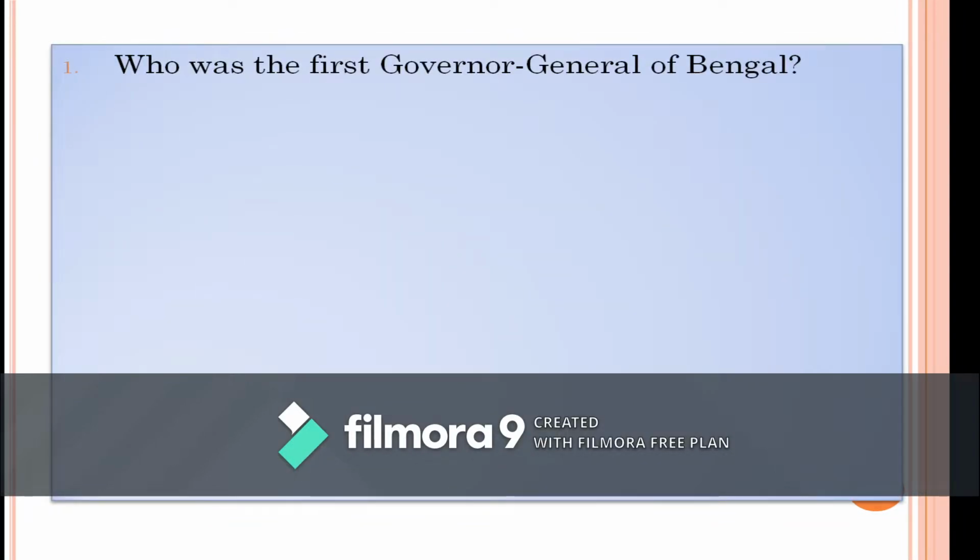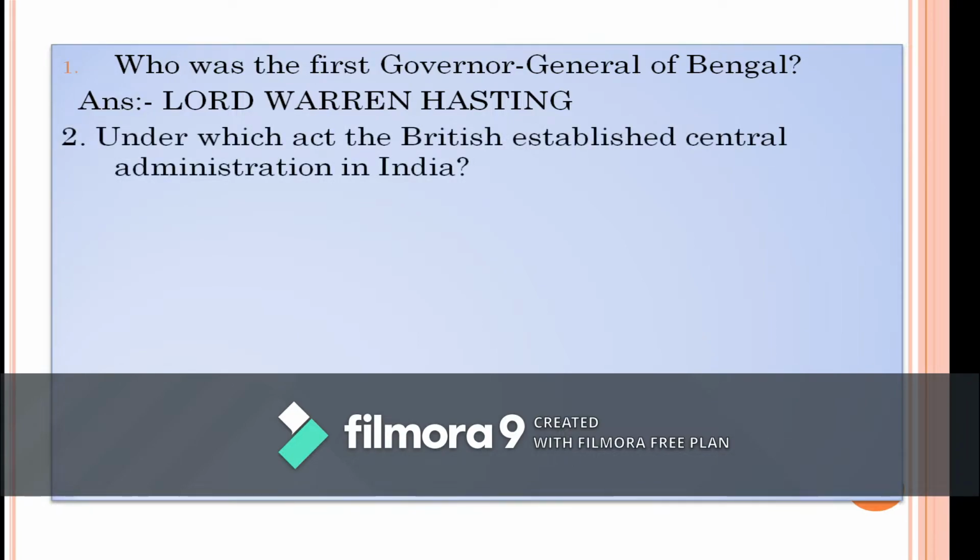So the first question is, who was the first Governor-General of Bengal? Keep in mind, the question is, who is the first Governor-General of Bengal? And the answer is Lord Warren Hastings. So the first Governor-General of Bengal is Lord Warren Hastings. And the second question is, under which act did the British establish central administration in India? This is a very important question.